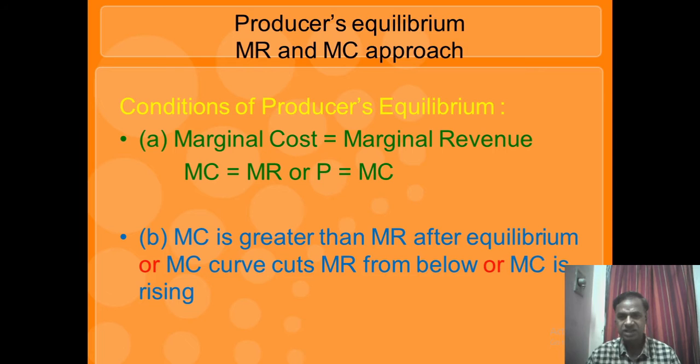Or MC is rising. The producer will be in equilibrium when MC is rising, not when MC is falling. That we will see later. So there are two conditions. One is MC is equal to MR. Another one is MC is greater than MR after equilibrium, or the MC curve cuts MR from below, or MC is rising.